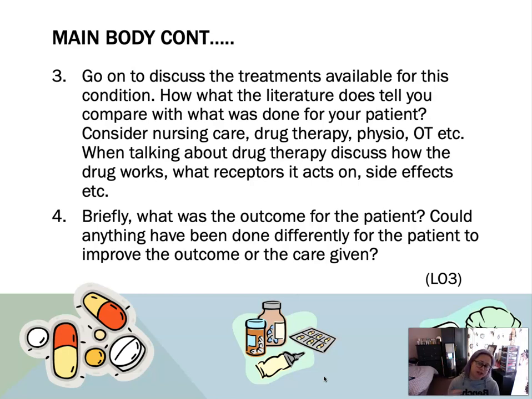Now, the fourth part in this main body is really going to flow into your conclusion nicely. And we're thinking about what was the outcome for the patient. Could anything have been done differently? Could you have improved the outcome or the care given? Or do you feel that actually it was the best top quality care? Did your patient survive? Did your patient die?